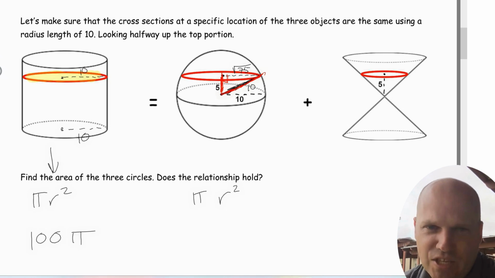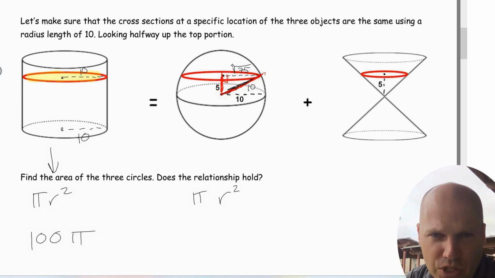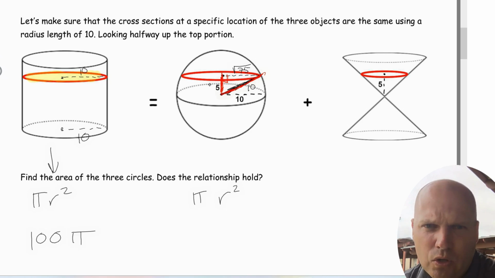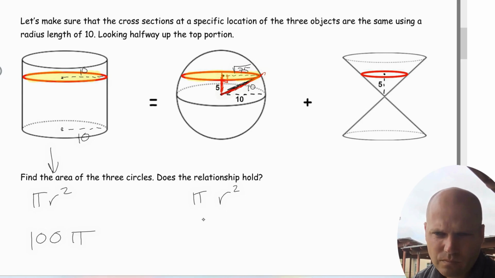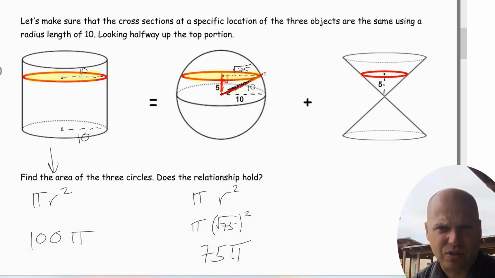If you recognize that it's a 30, 60, 90 triangle, good on you. Now you could simplify this to be 5 root 3, but I'm going to leave it as root 75 because what is going to be the area of this circle whose radius is root 75? Let's go ahead and figure that out. Well, if I take root 75 and square it, I get 75. So, bam, 75 pi is the area of that circle.